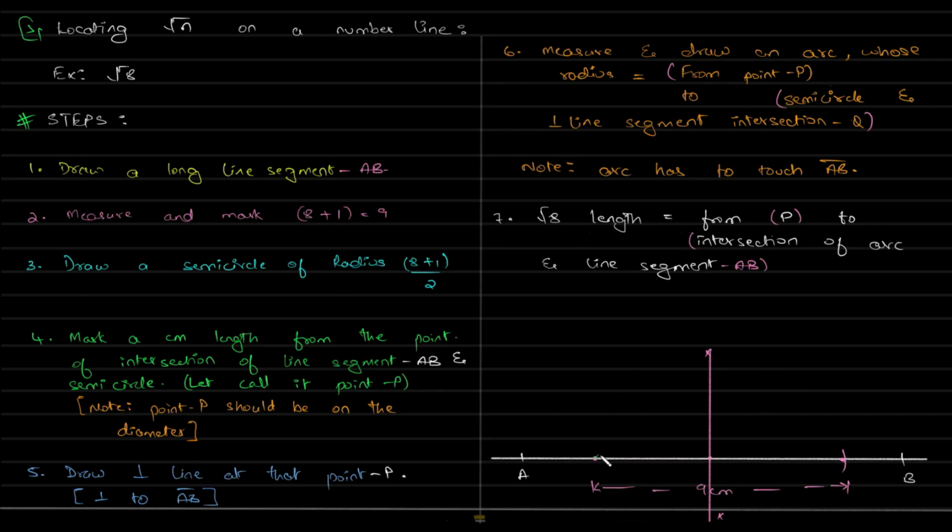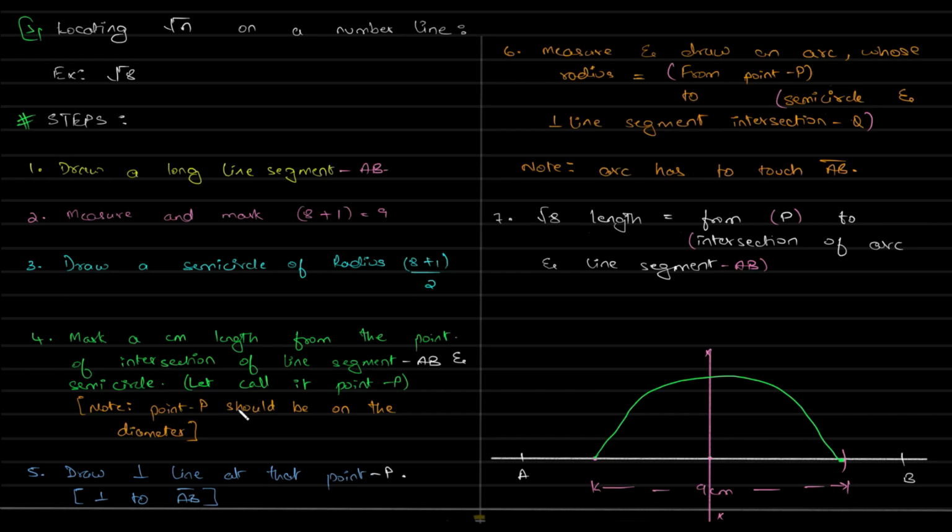Right? Draw an arc. So this is your semicircle. Now, mark a centimeter length from the point of intersection of the line segment AB and the semicircle. So basically from here, I need to draw a centimeter length, centimeter away length arc.